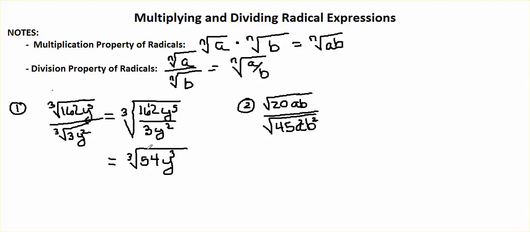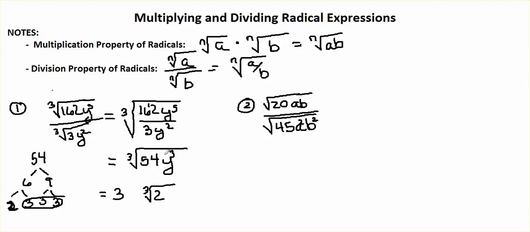Now let's simplify this number right here. When we factor 54, we get 6 times 9. 9 factors nicely into 3 times 3, and 6 factors into 2 times 3. We're looking for groups of 3, so we can go ahead and pull this group of 3 out. We still have a 2 that needs to remain under our cube root.